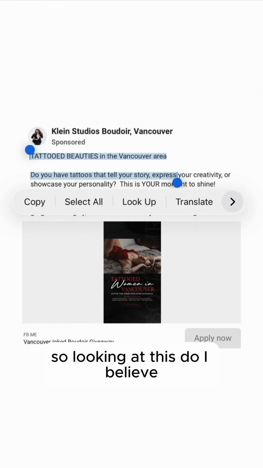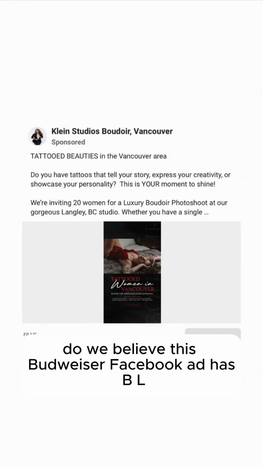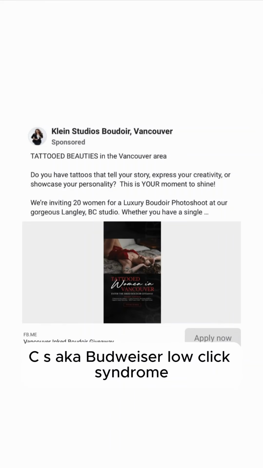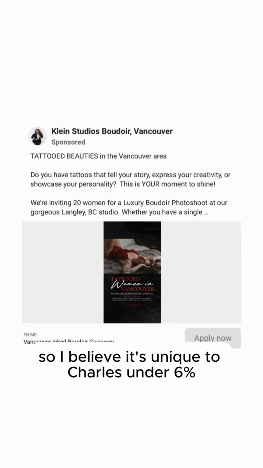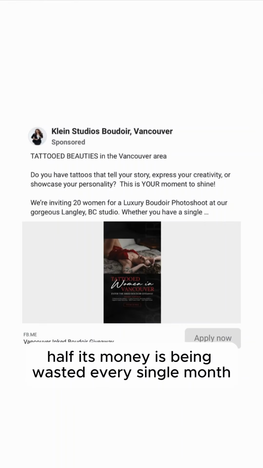So looking at this, do we believe this Boudoir Facebook ad has BLCS, aka Boudoir Low Click Syndrome? Yes, I do. I believe its unique CTR is under 6%. So approximately half its money is being wasted every single month.